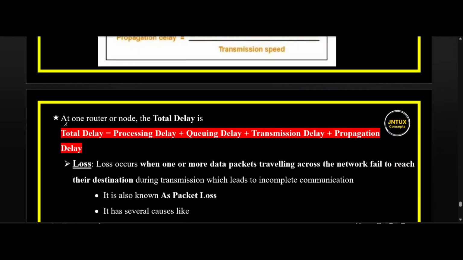If you want to calculate the total delay at any one router or node, it can be calculated with this formula. The total delay is equal to processing delay plus queuing delay plus transmission delay plus propagation delay.